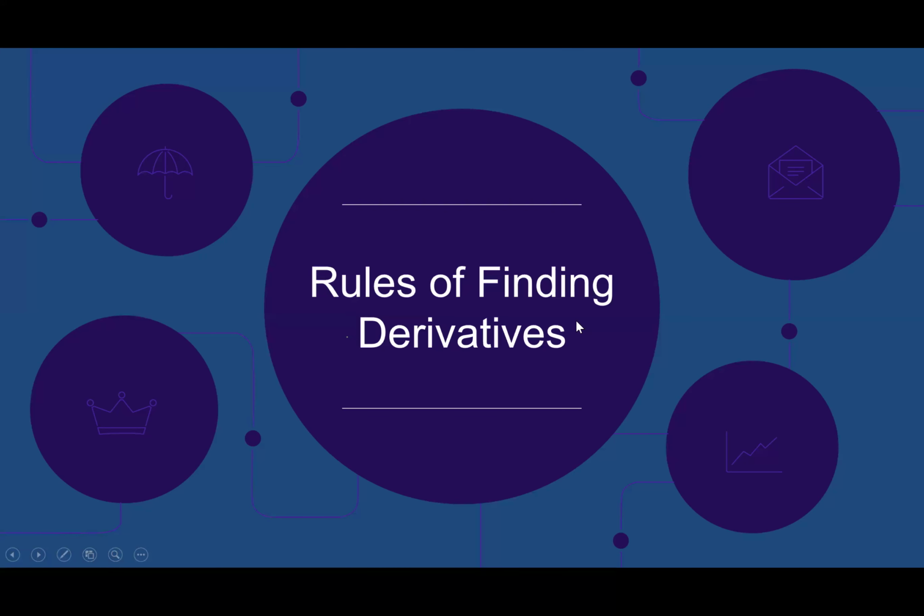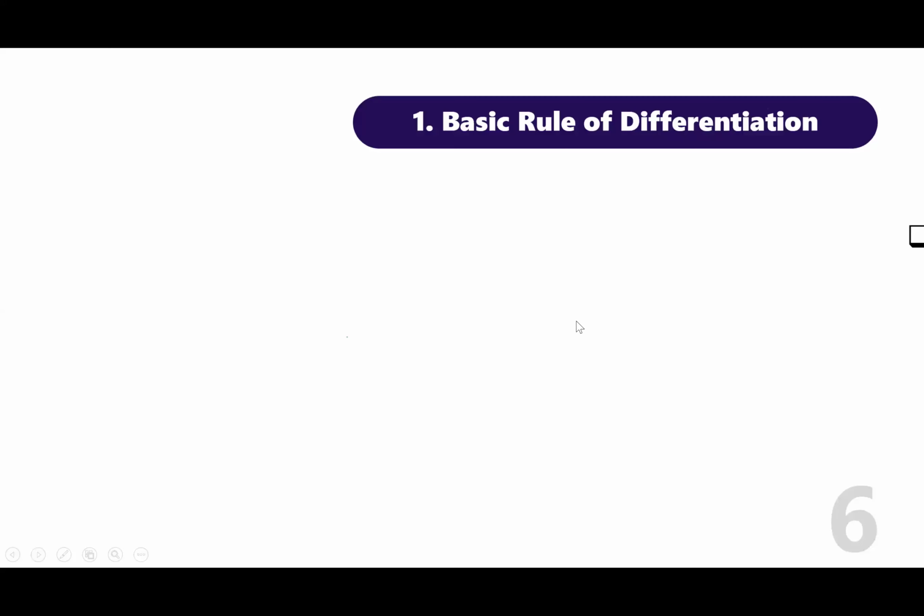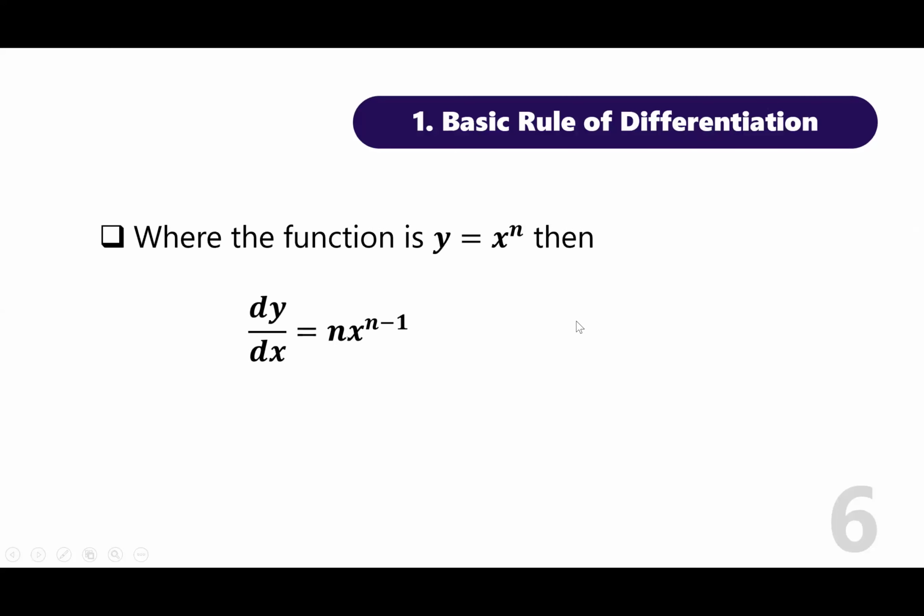So the rules of finding these derivatives are several. We shall review some of those. The first one is what I'll call the basic rule of differentiation, where we have a function, y is equal to x to power n. So in those circumstances, dy dx will be nx to the n minus 1.